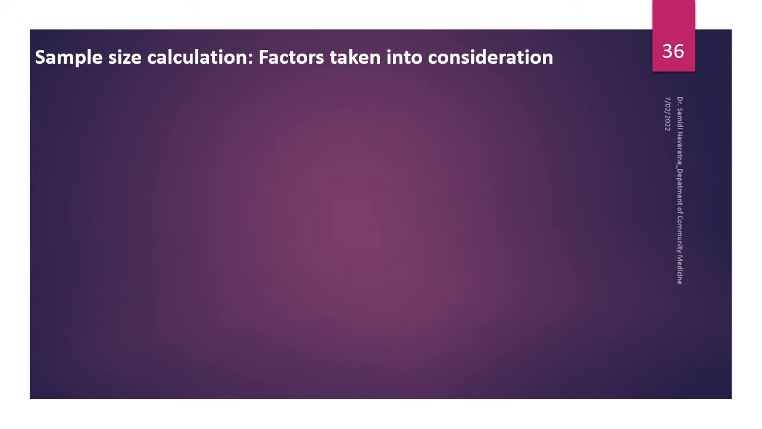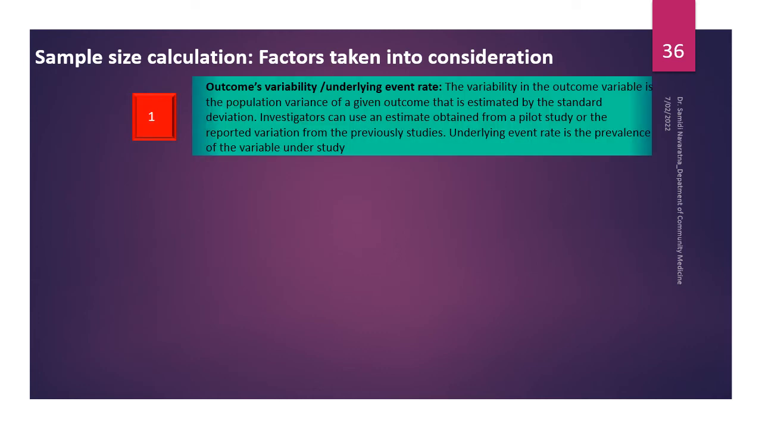So, what are the factors taken into consideration when calculating a sample size? The first one is the outcome's variability or the underlying event rate. So, the underlying event rate is the prevalence of the variable under study. So, from where can we get this information? Either you will have to perform a pilot study, or you will have to search for similar previous studies that have been published. So you can use those prevalences as well.